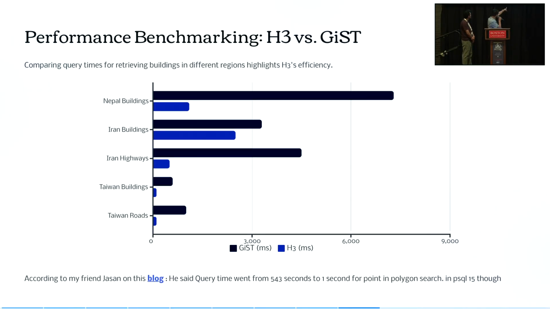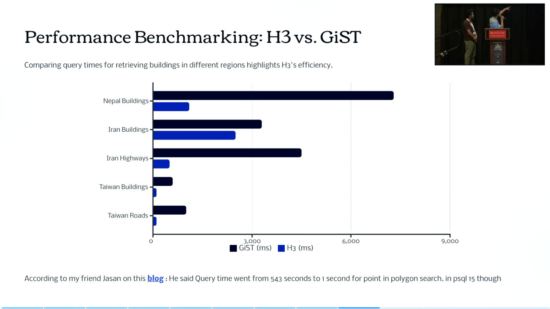According to my friend Jason on his blog, it took 543 seconds to get the points in the experiment he did for the ST_Within intersection query, and then 1 second for S3. But when I tried it on Postgres 17, which is the latest version, it was another case. Postgres 17 is way faster nowadays.